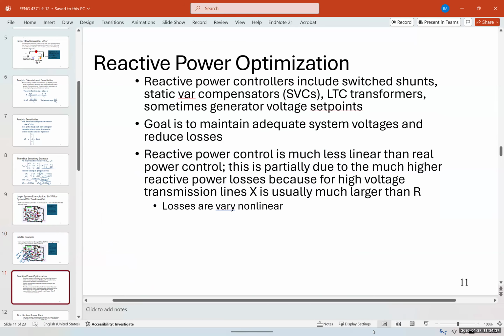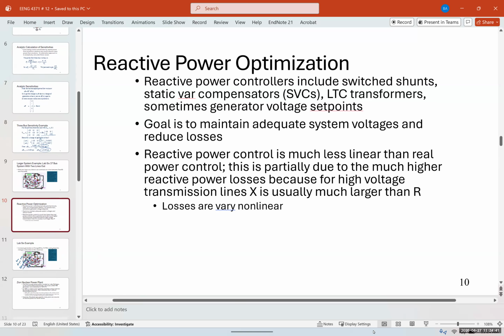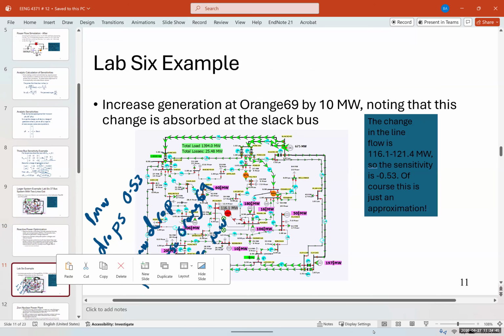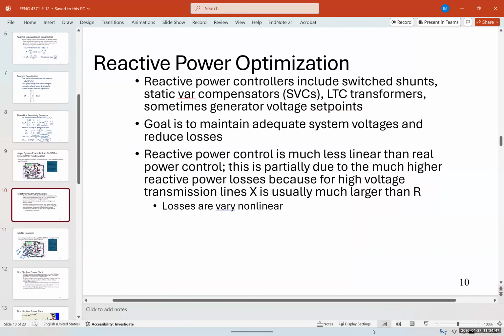Okay, now let's shift to reactive power. Reactive power is also very important. I'm sorry, I accidentally moved this. Anyway, I'm gonna skip. So now let's shift to reactive power.